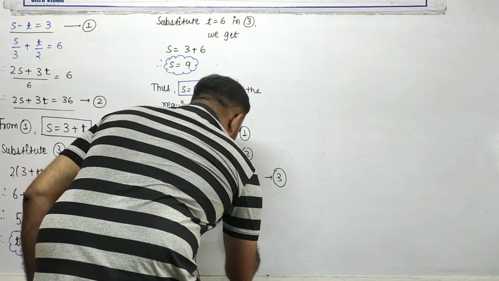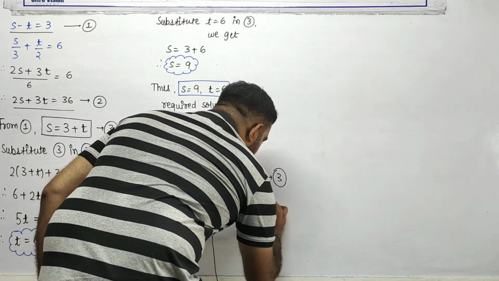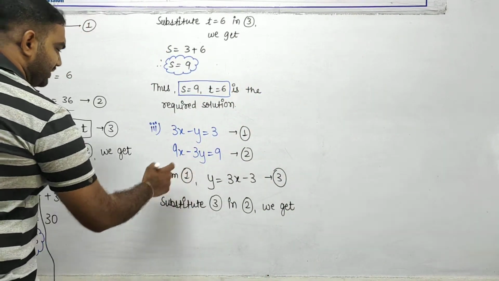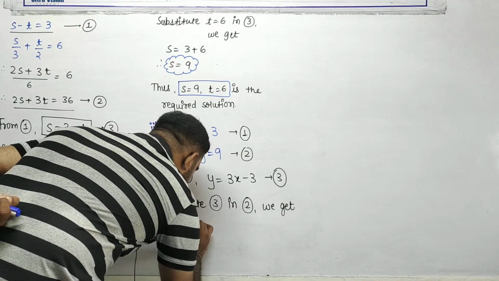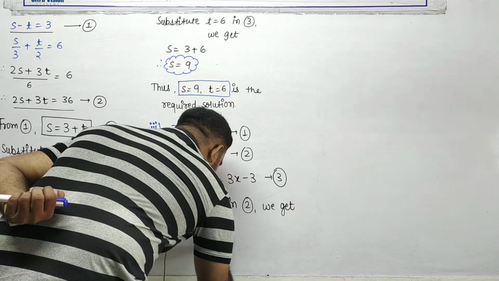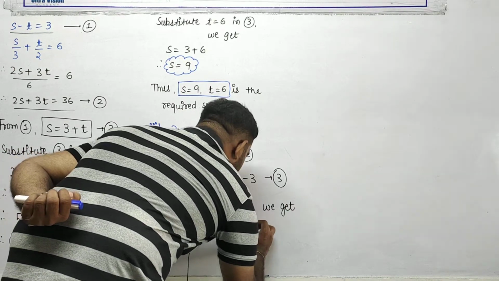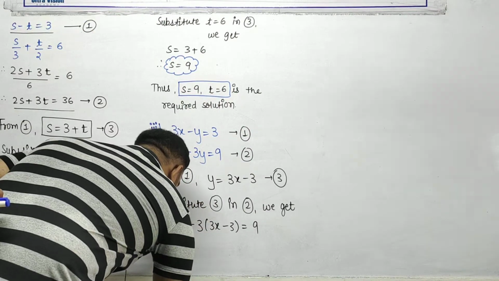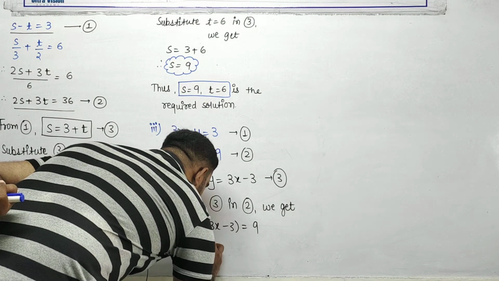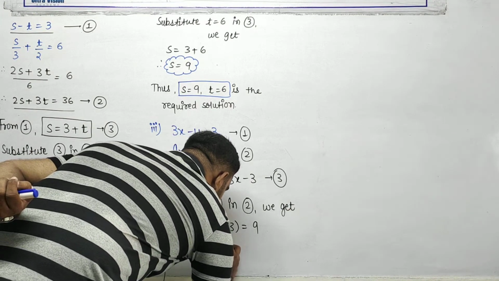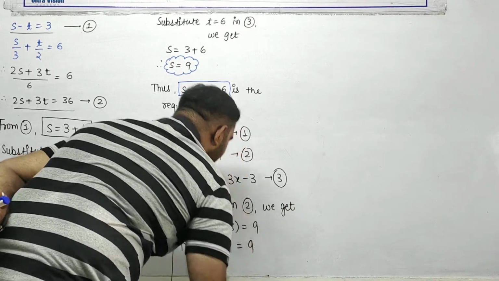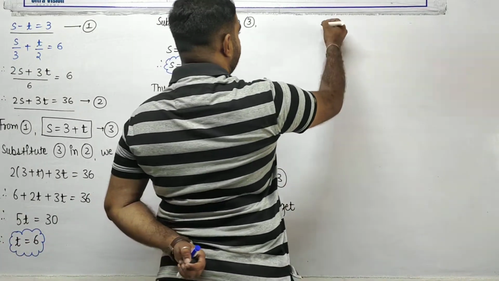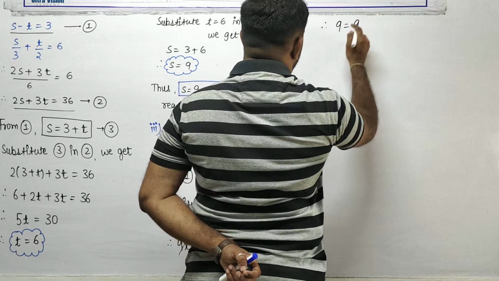Result 3 in result 2. We get, what shall we get? Our y is an 8 place for us. And then 9x minus 3 into 3x minus 3 is equal to 9. Multiply the 3 inside, that is 9x minus 3 into 3x, that is 9x minus 3 minus 3 plus 9 equal to 9. The minus 9x and plus 9x cancel, and hence we get 9 equals to 9.